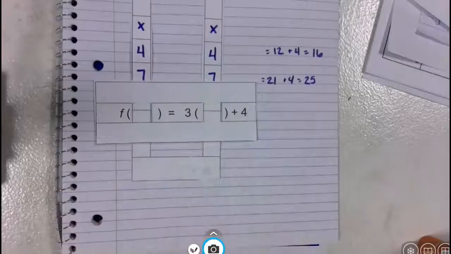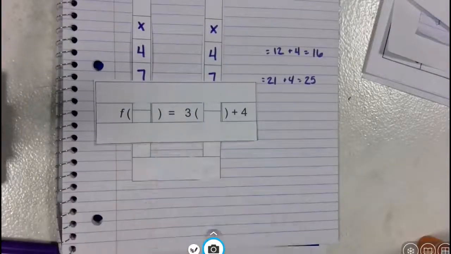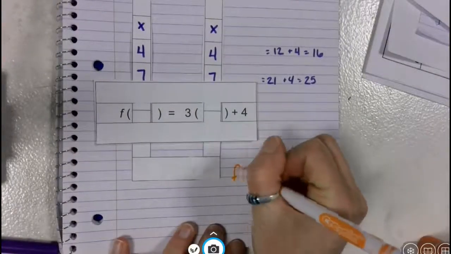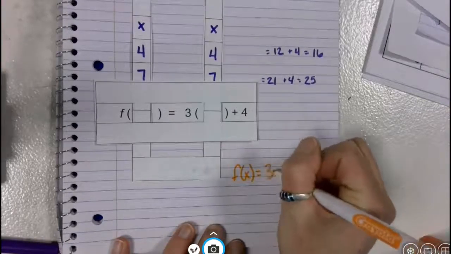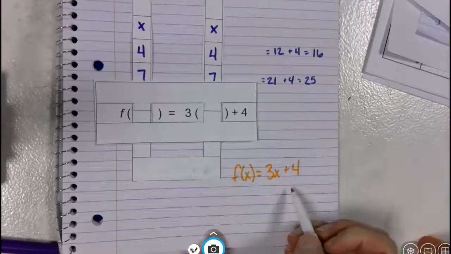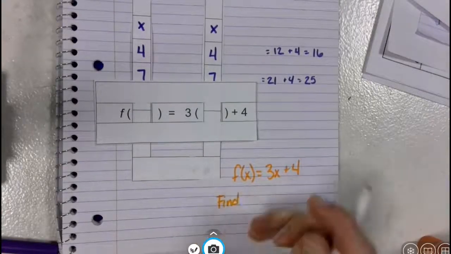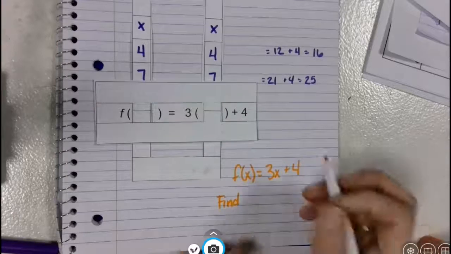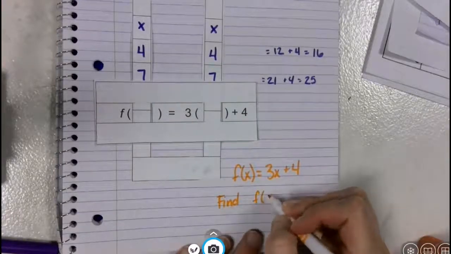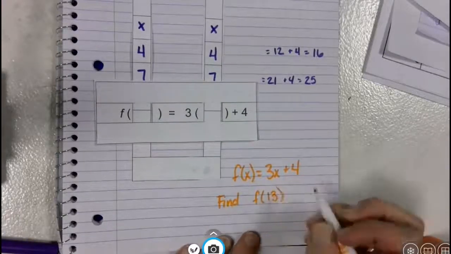So then if I gave you this same equation, so we have f of x equals 3x plus 4. That's what we're looking at here. So now I'm going to say find, right? That's generally our term of like, what are we doing? Find f of 13. What does that mean?